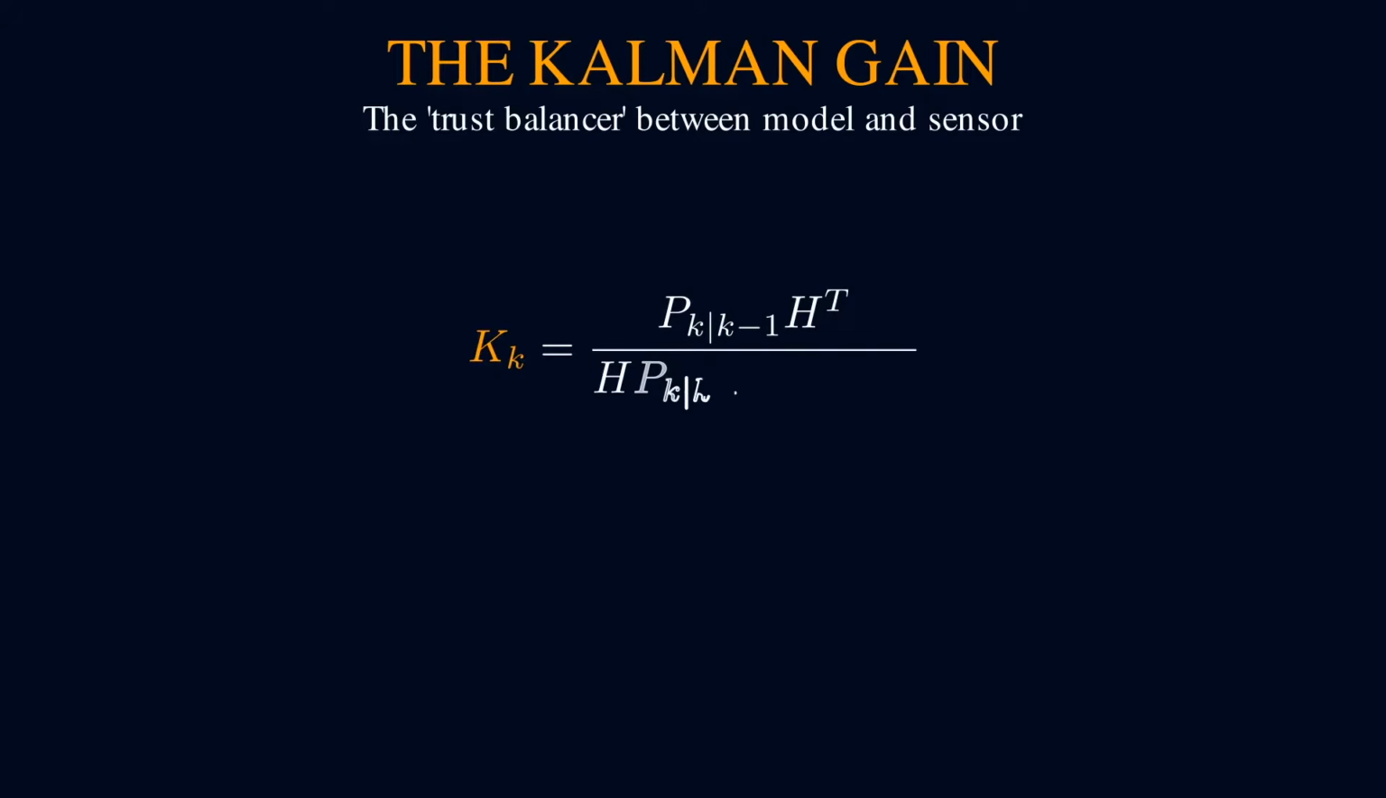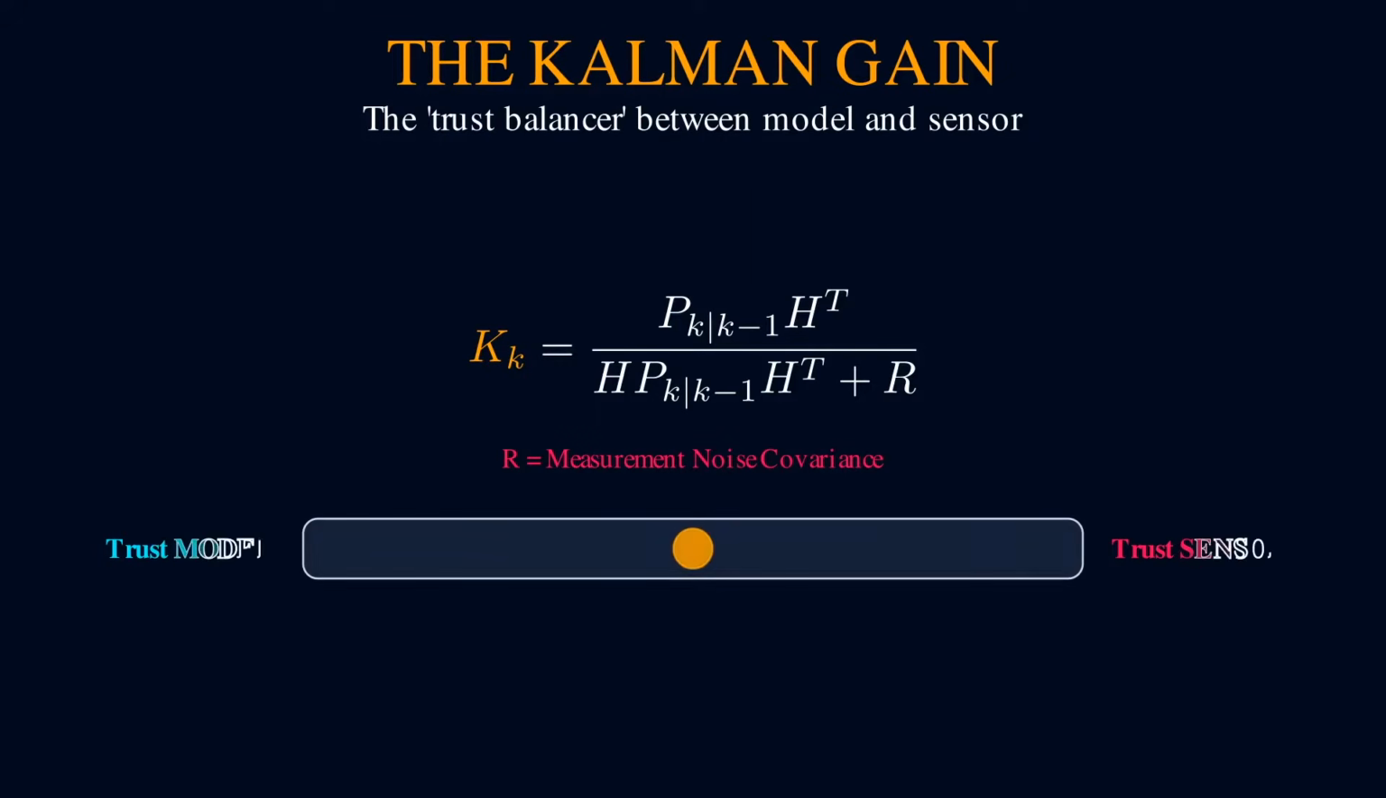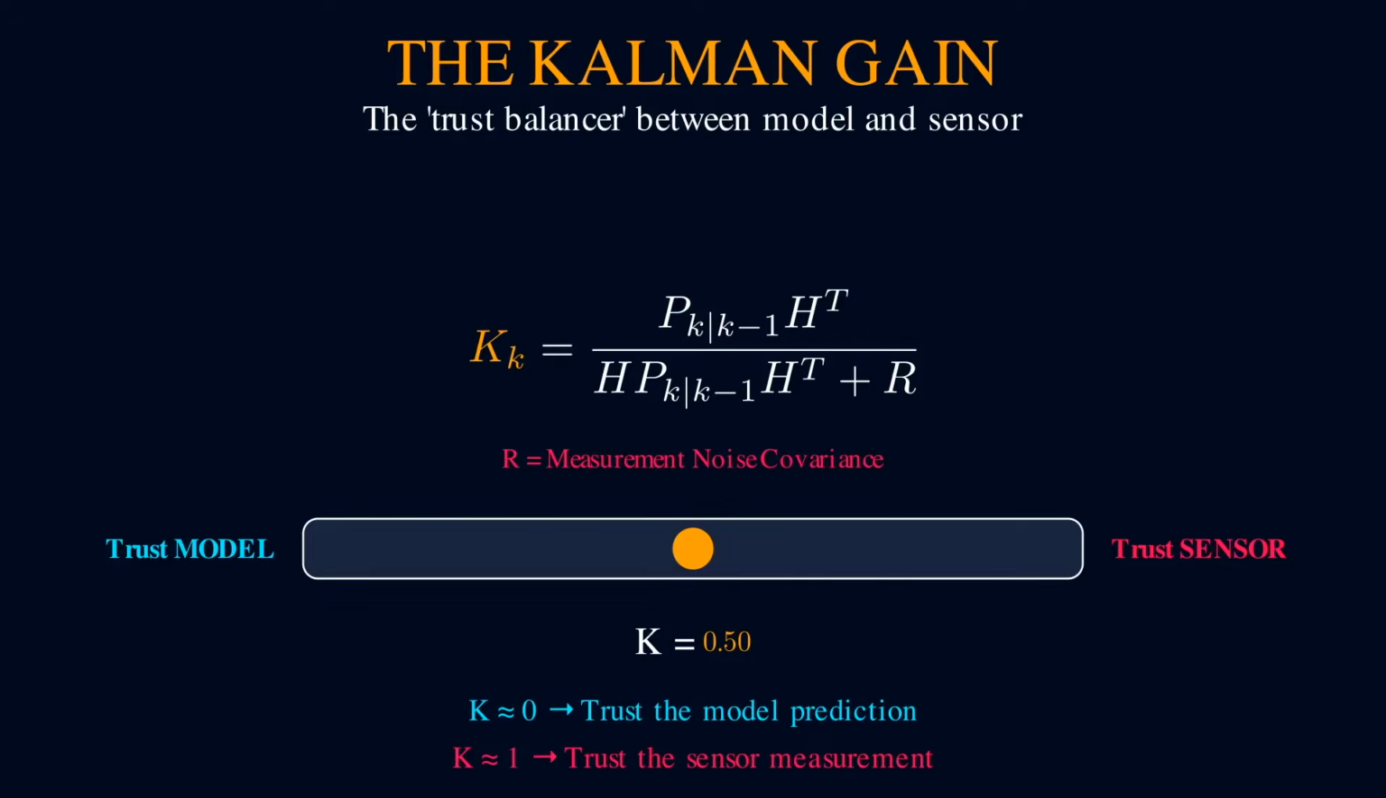This is where the Kalman Gain comes in. It's the trust balancer between model and sensor. The formula calculates K based on the predicted covariance and the measurement noise R. Think of it as a slider. When K is close to 0, we trust the model's prediction more. When K is close to 1, we trust the sensor measurement more. The Kalman Gain automatically adjusts based on the relative uncertainties. If the sensor is very accurate, K goes up. If the model is very reliable, K stays low. This adaptive balancing is what makes the Kalman filter optimal.